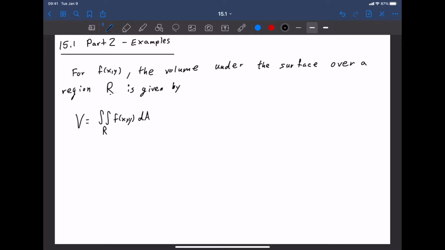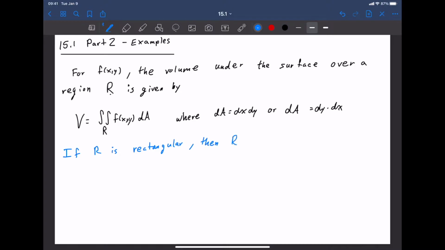of one of the infinitely small sub-rectangles we're using, where dA equals dx times dy, or dA equals dy times dx. So if R is rectangular, then R is equal to some interval in the x region times some interval in the y region, right?